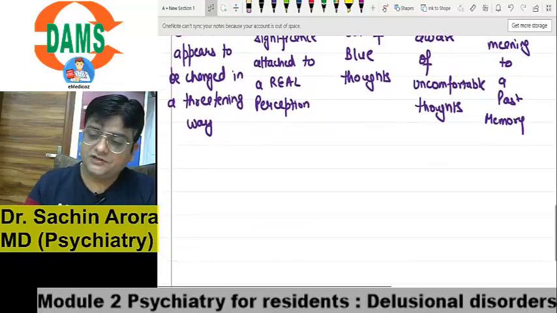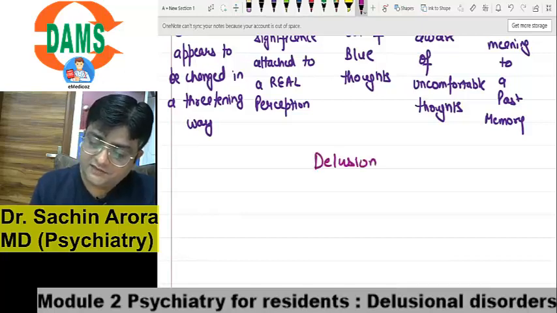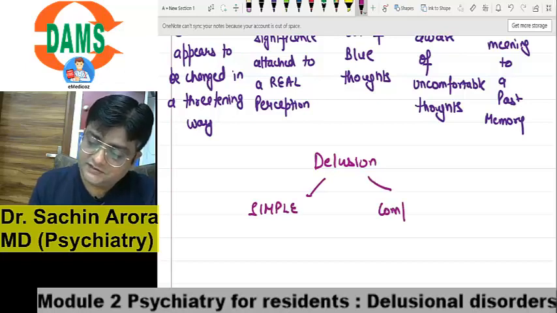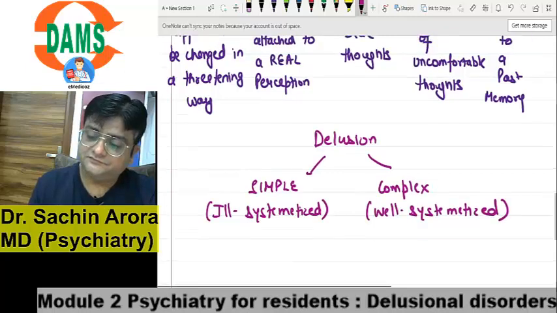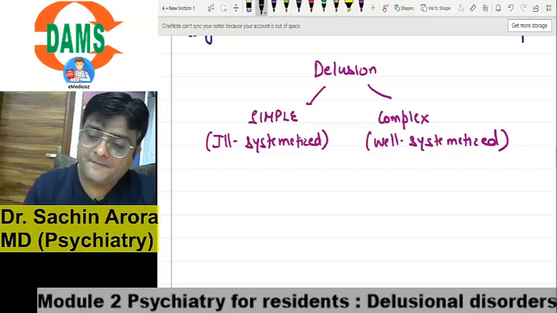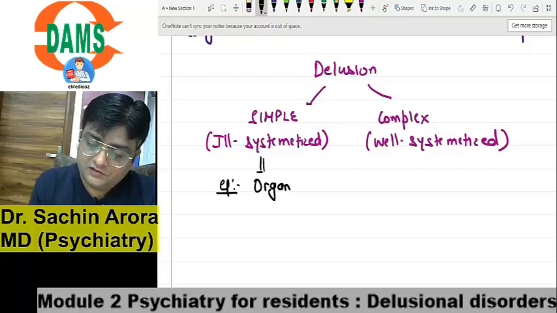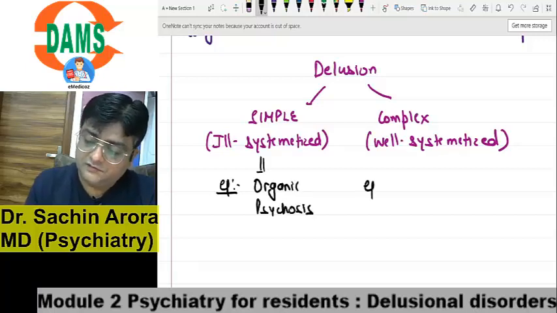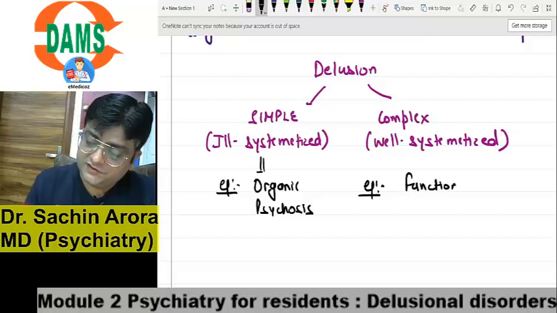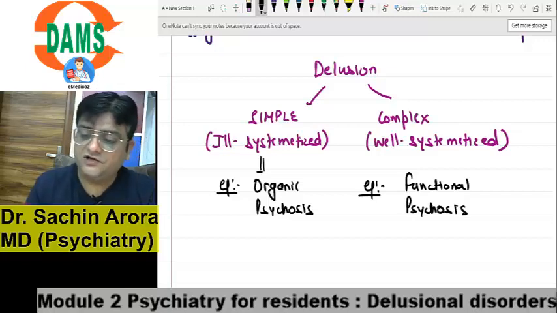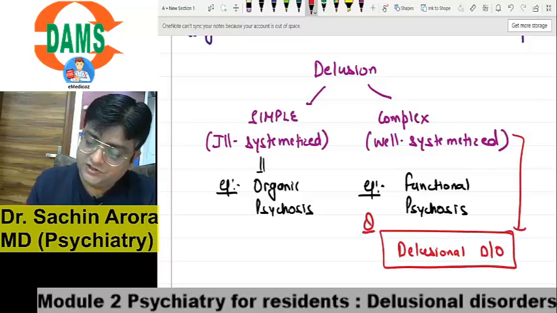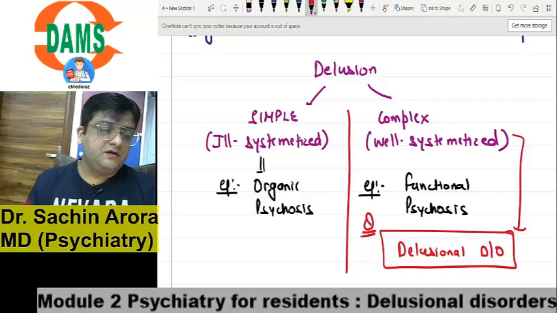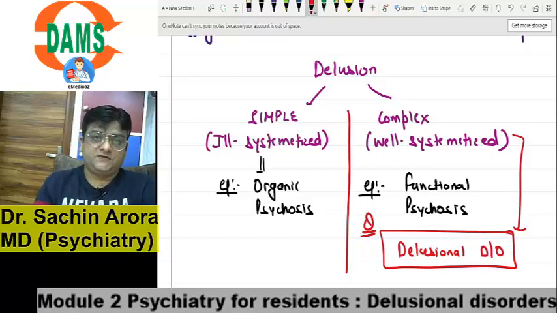Now, other than primary and secondary delusion, they might ask you, the delusion can be simple or complex. Some people call it ill-systematized and complex as well-systematized. Look, in organic psychosis, we usually have simple delusions, while in functional psychosis, we usually have complex delusions. Among functional psychosis also, complex delusions are more commonly seen in delusional disorder. So this is one of the first important things, that in a delusional disorder, the delusions are very complex.